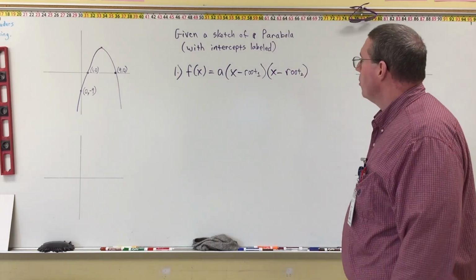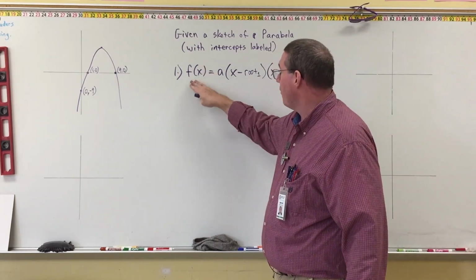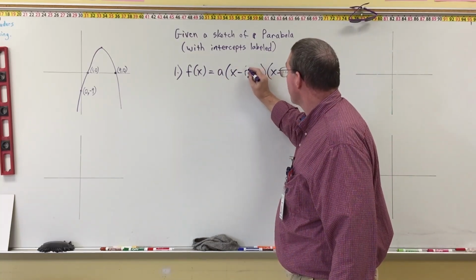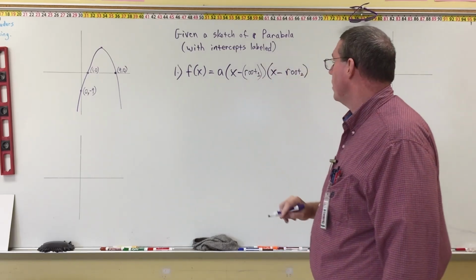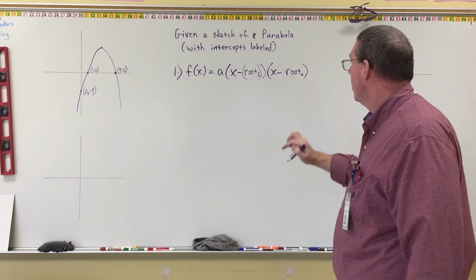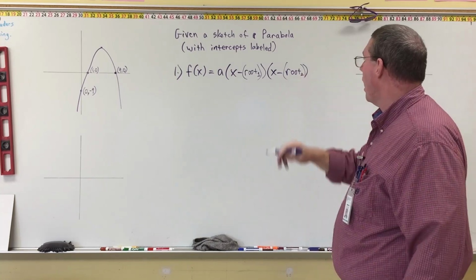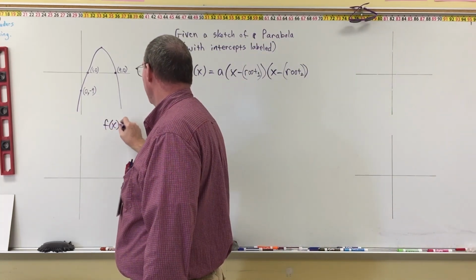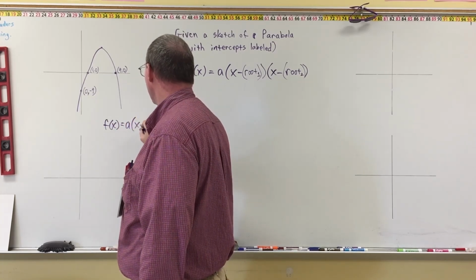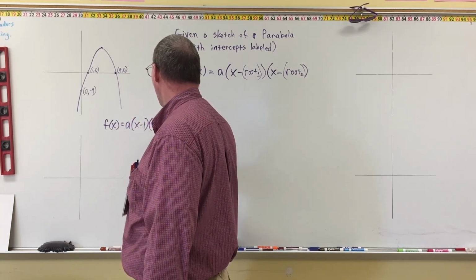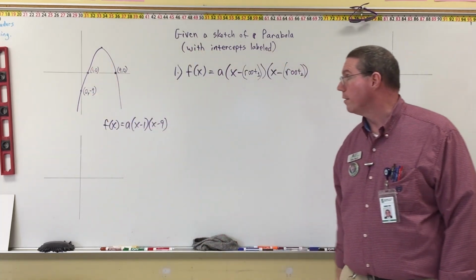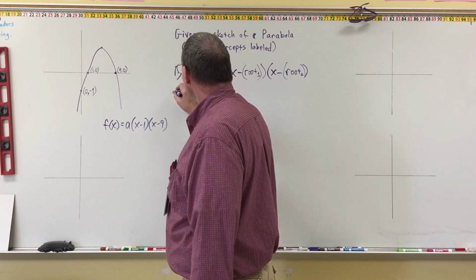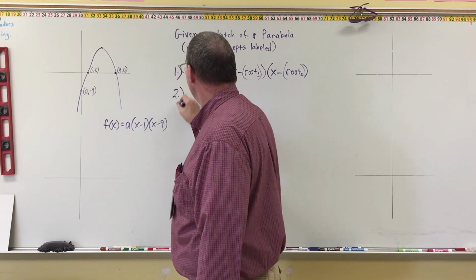So for step 1, you just write f of x equals, and you're literally going to write the letter a, and then you're going to put parentheses x minus, and then you're going to put the roots in here. So we're going to put a 1 here, and then put the other root here. We're going to put a 9 here. And so what we have over here is f of x equals a times x minus 1 times x minus 9. Here's where we are so far. That's step 1.